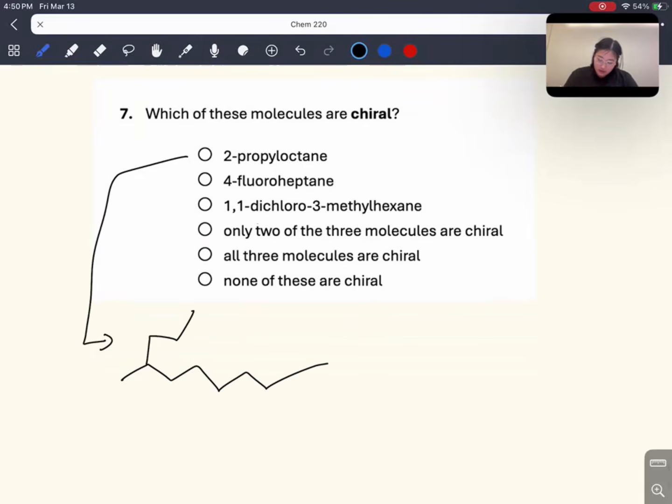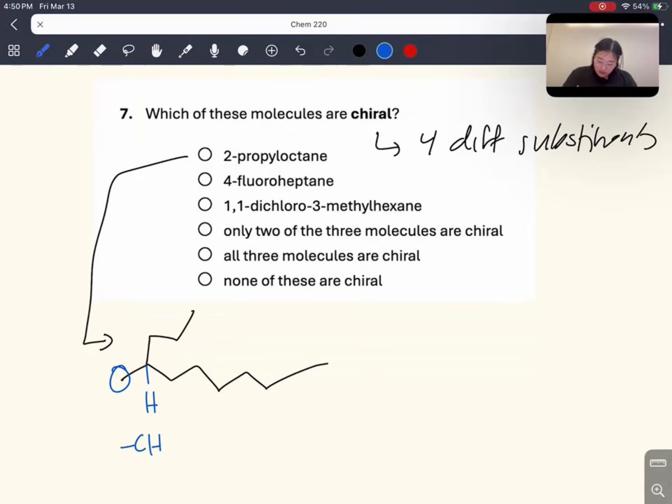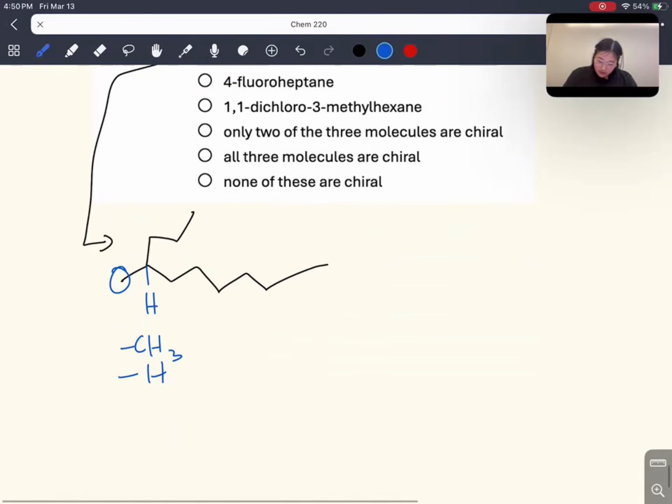And so now we have to ask ourselves, does this have a chiral center? Chiral means it has 4 different substituents. And so I can see that yes, because we have a CH3, we have an H, we have a propyl group, and we also have a 1, 2, 3, 4, 5, 6, a hexyl group. And so this is in fact a chiral center.